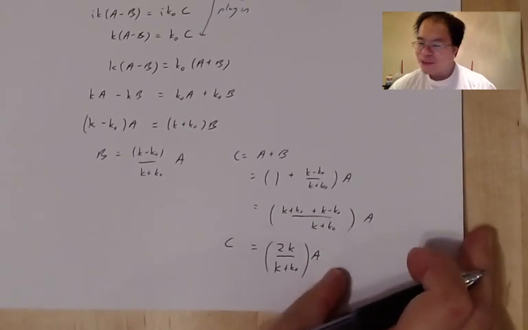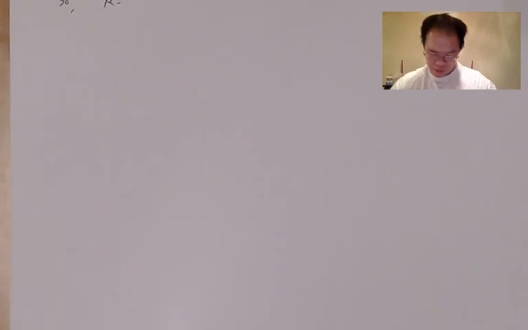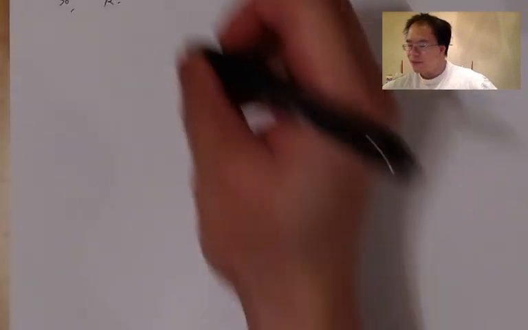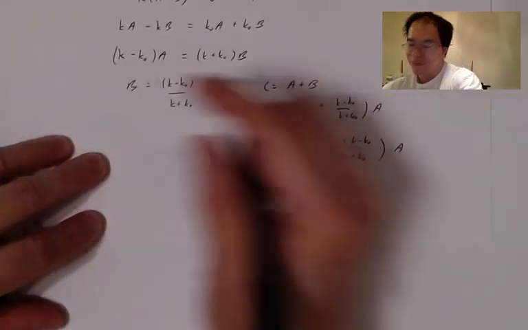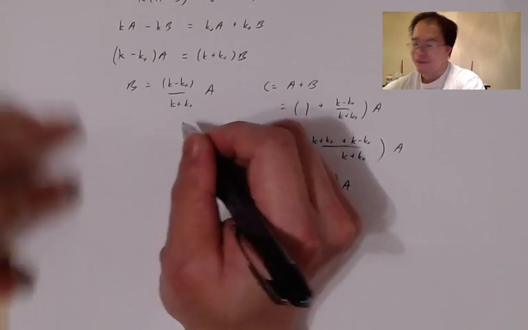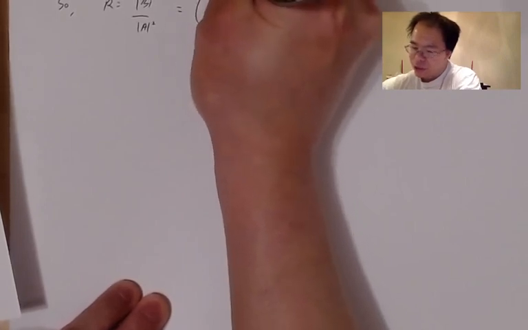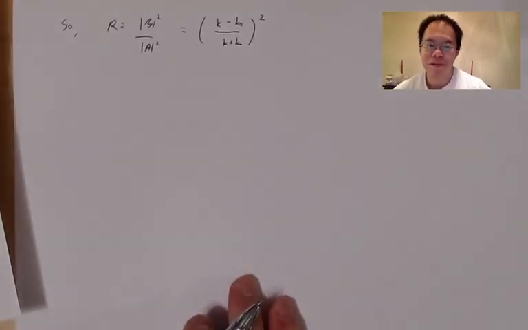So at this point, now we can find our reflection and transmission coefficients. So my R, my reflection coefficient, we worked out, is B squared divided by A squared. So B over A is going to be k minus k naught over k plus k naught, quantity squared. So I'll just write this as k minus k naught over k plus k naught, the quantity squared.